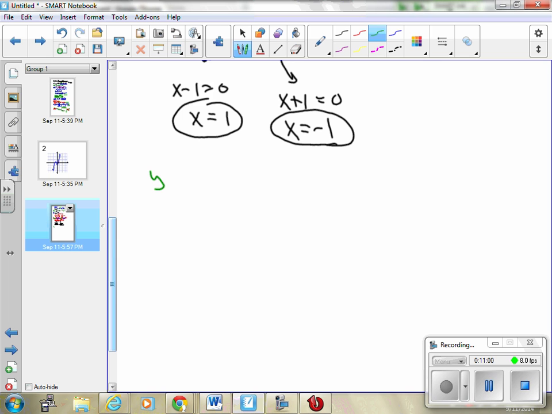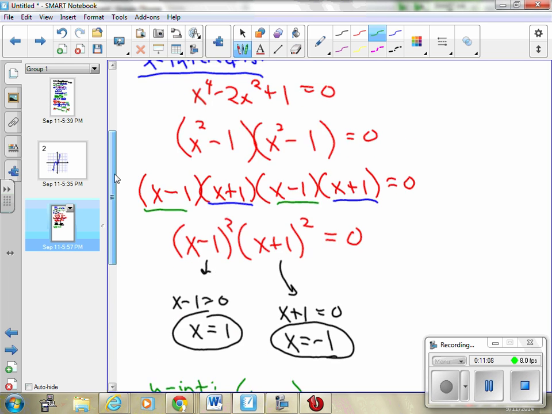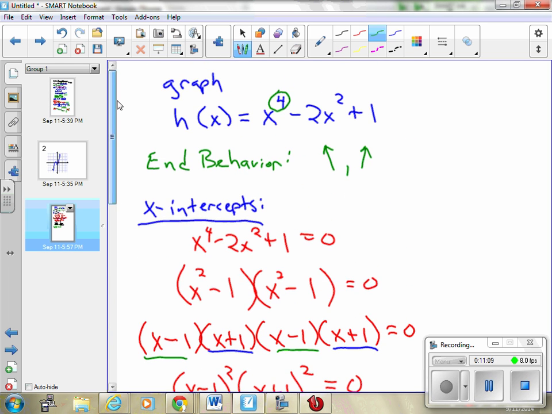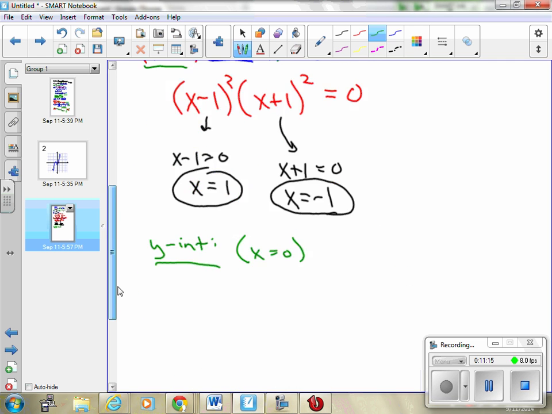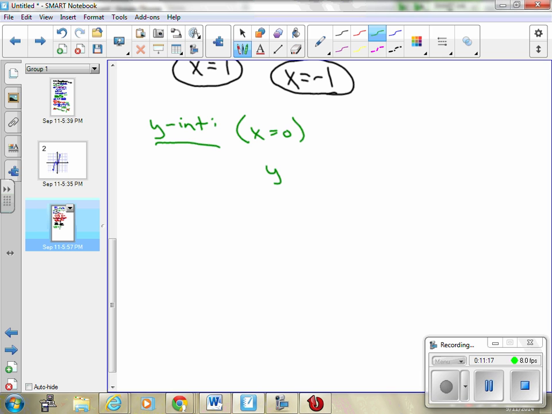So we'll go down here and we'll find our y-intercepts. The y-intercept, remember, all we do to find that is plug in the x value of 0. We'll look at the original equation here, the original function. If I put in an x value of 0, I'm going to be left with 1. So that's my y-intercept.